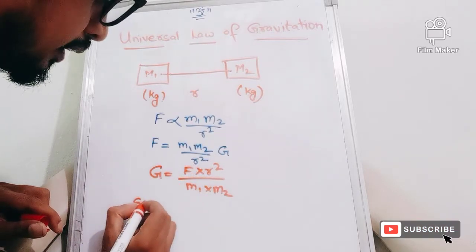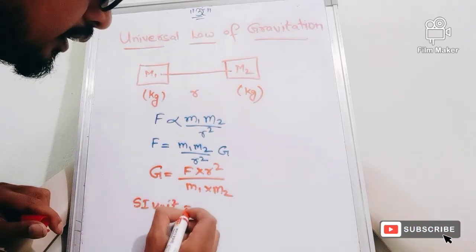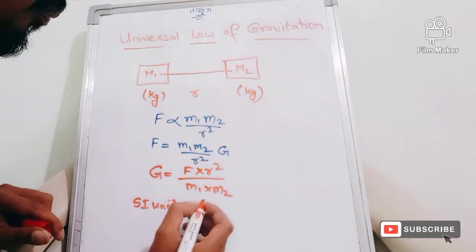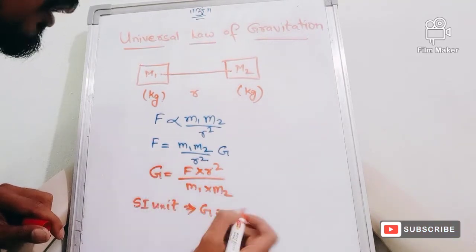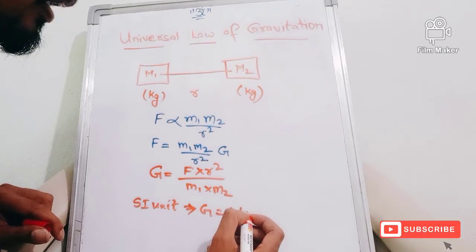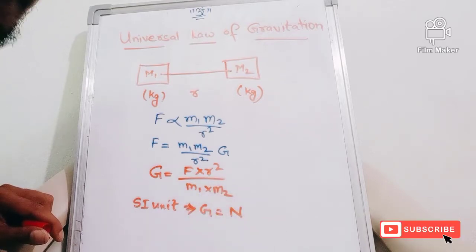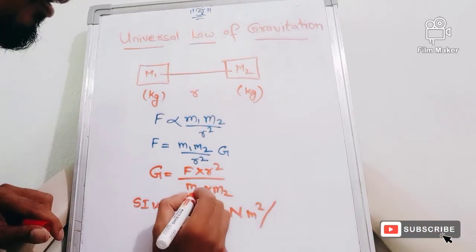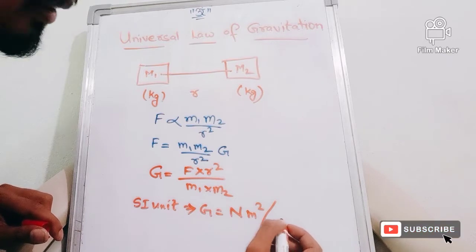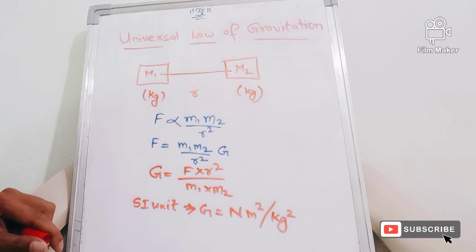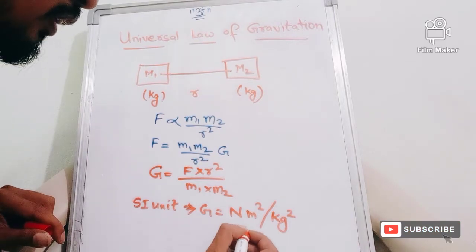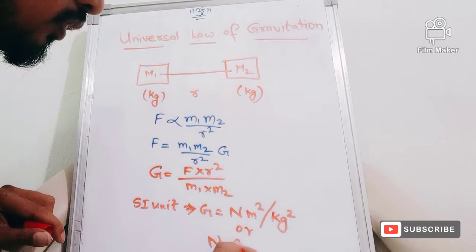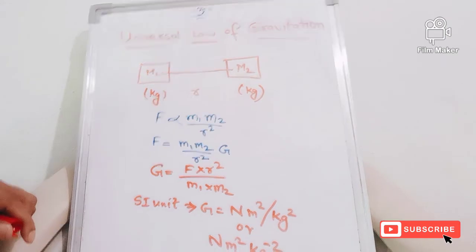Now what about their SI unit? How to find the SI unit? G is equal to force, whose SI unit is Newton, multiplied by distance, which we measure in meter, so meter square, divided by the product of masses, which we calculate in kilogram, so kilogram multiplied by kilogram will be kilogram square. Or you can write Newton meter square kilogram to the power minus 2.